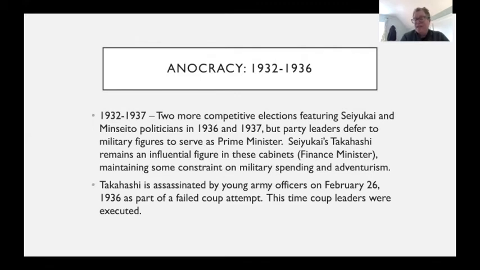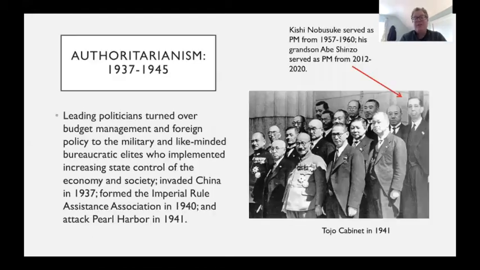So finally, some people came together to try to put a stop to political violence. But by this time, both of the political parties' leaderships have been targeted repeatedly with political violence. They've been cowed into standing aside and allowing the military to take increasing control of the country. So that by 1937 to 1945, especially as the full-scale war in China gets started in 1937, Japan is firmly under the control of the military and government bureaucrats.